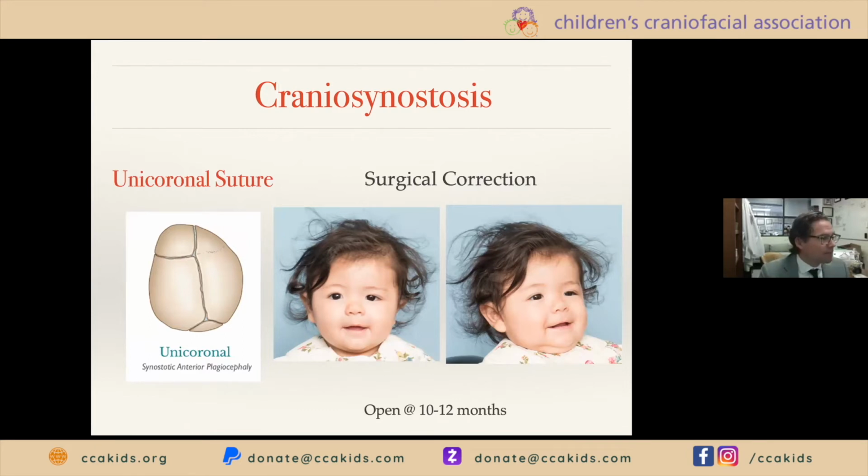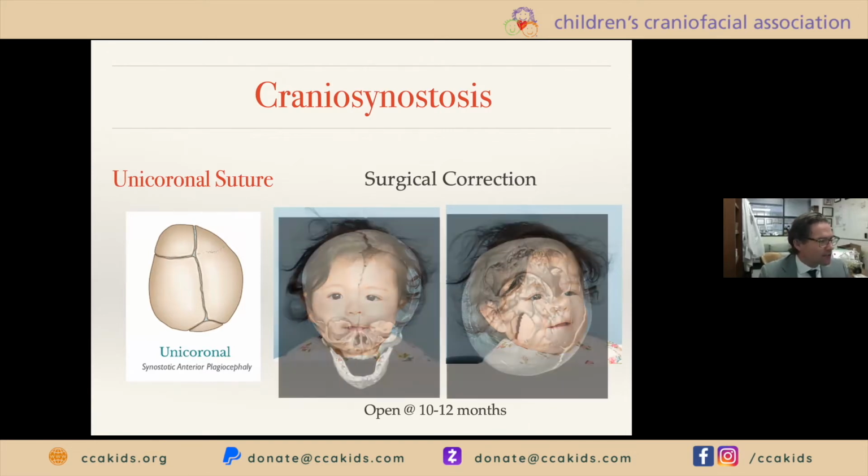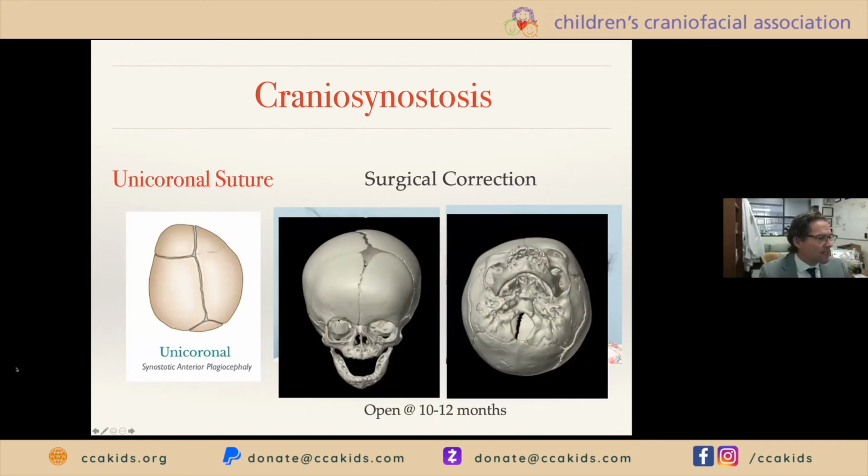Moving on to the next most common, unicoronal craniosynostosis. This is where one of the coronal sutures is fused. And essentially what this looks like, the coronal suture is the suture that's right above the eye. So this little young lady has a unicoronal, which is this suture here. You can see on the opposite side that is open, but on the right side it's affected.